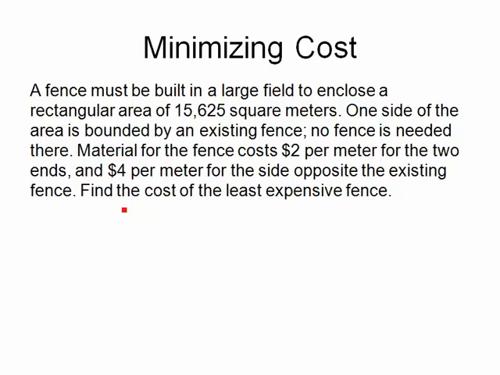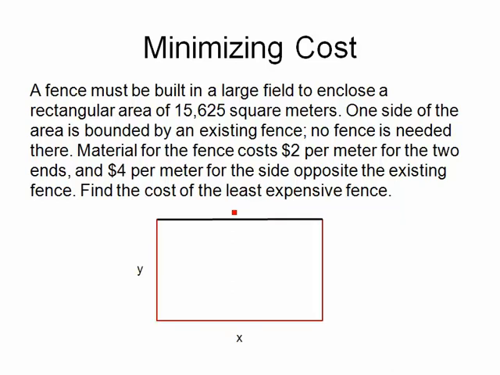Now that we understand that we have to work with the cost of the fencing here, and we're trying to find the least expensive fence, I'm going to have to be minimizing cost. So I'll start by writing out my three parts of the fencing. The existing fencing is here in black.